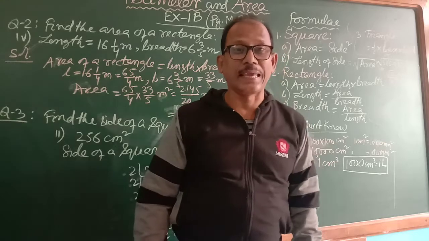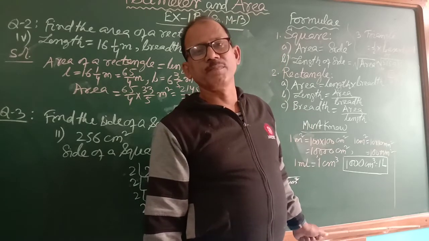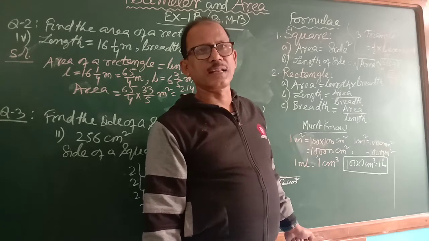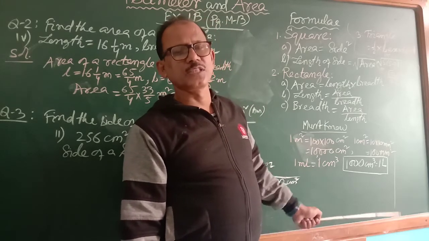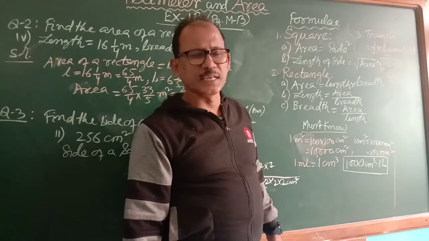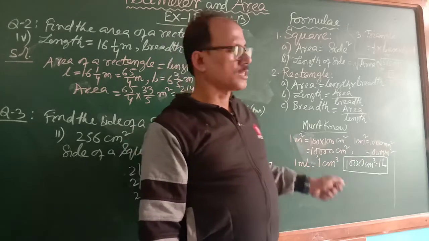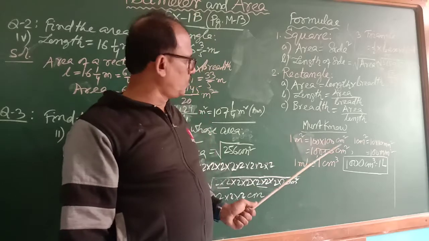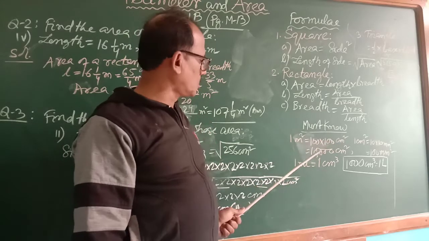If you want to find out the area of a circle, it will be pi r square. Pi value is 22 by 7, and r is the radius of the circle. Like this, if you want to find out the volume of a cylinder, it will be pi r square h. The formulas are there. You should remember at least this many formulas, and you must know these points.